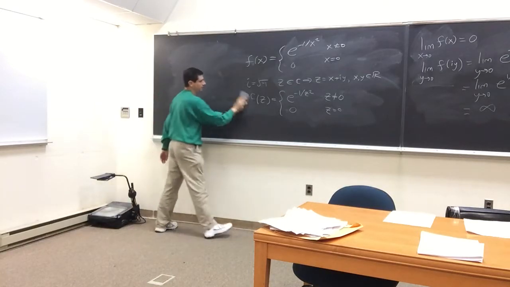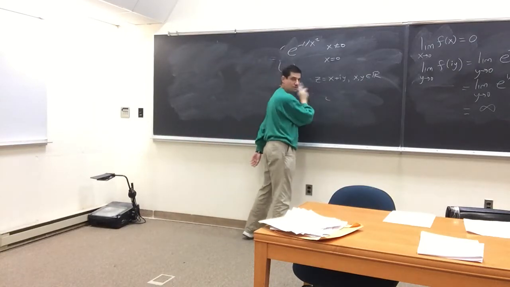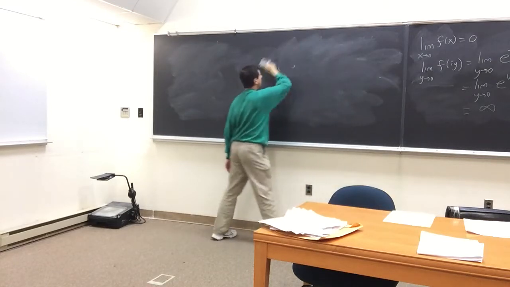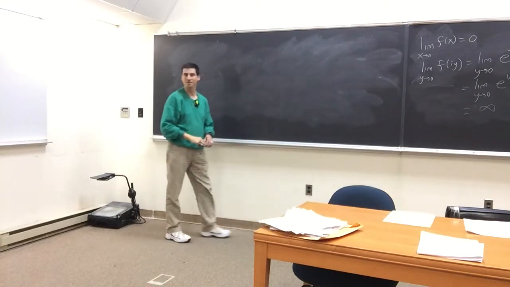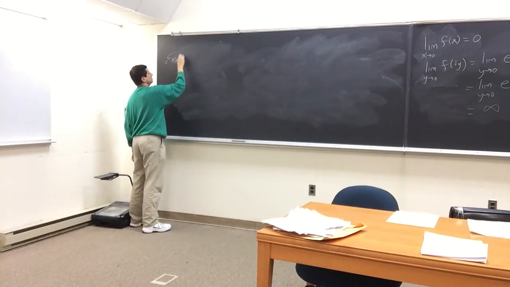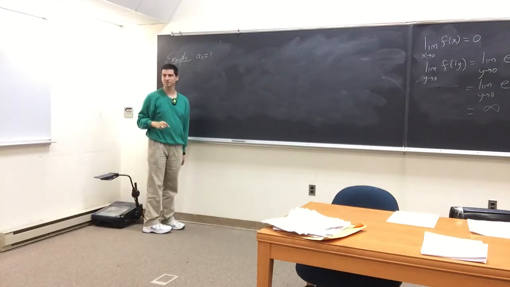Somebody give me an example for a_n. Okay, so 1 over n. I think there's an easier one than 1 over n. 1, right? Simplest example. Let's say a_n is always 1.